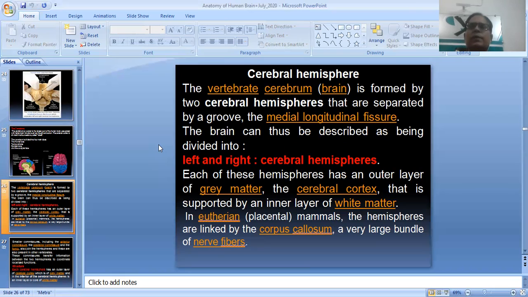So, cerebral hemisphere. Now let's start. The vertebrate cerebrum. We are vertebrates, right? We are vertebrates because we have a brain. Our body is made up of bones, a bony structure. So we are vertebrates.